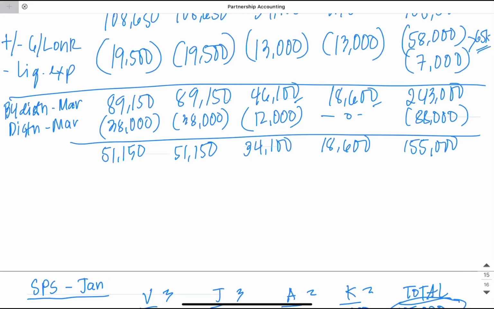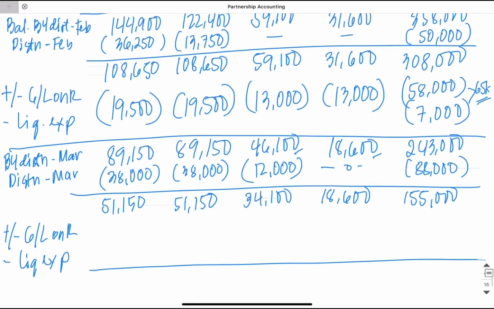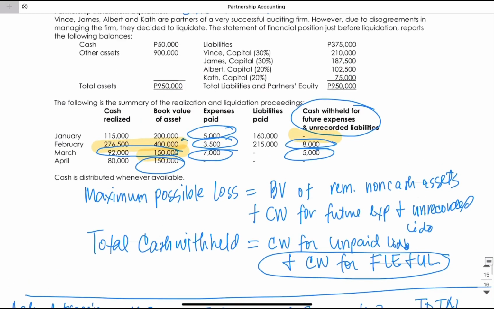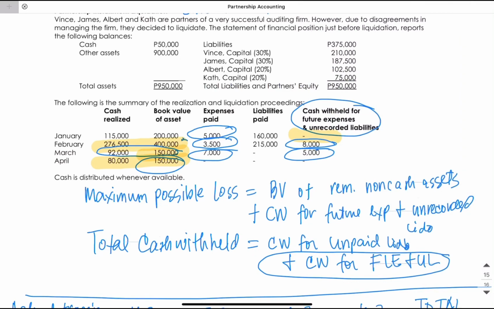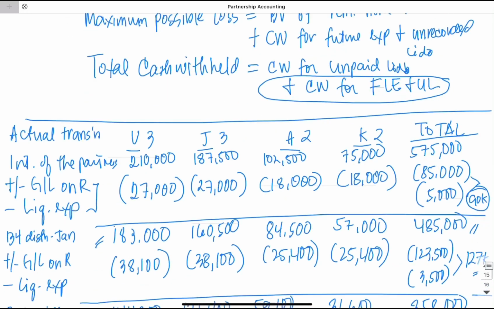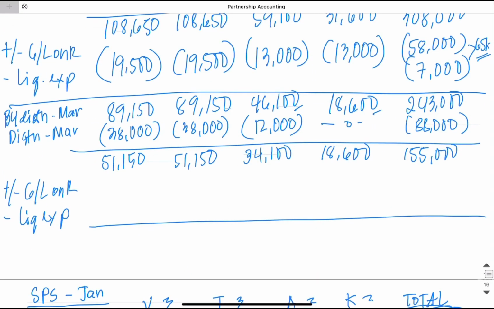Again, starting point, plus or minus gain or loss on realization for the month of April, and then less liquidation expenses if any. Now our gain or loss on realization: 80 minus 150, so that is a loss of 70,000. And we don't have any expenses paid. So that is 70,000 only.